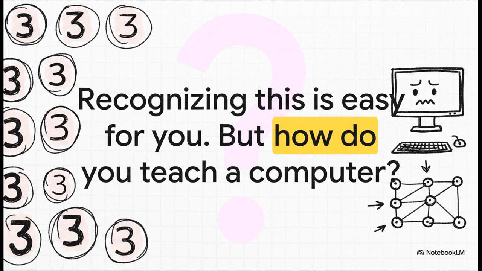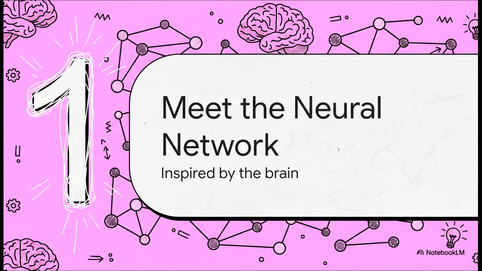But just imagine for a second that you had to teach a computer how to do this with old-school programming, with a bunch of if-then rules. It would be an absolute nightmare. How could you possibly write down a set of rules that covers every single weird way someone could write a 3?